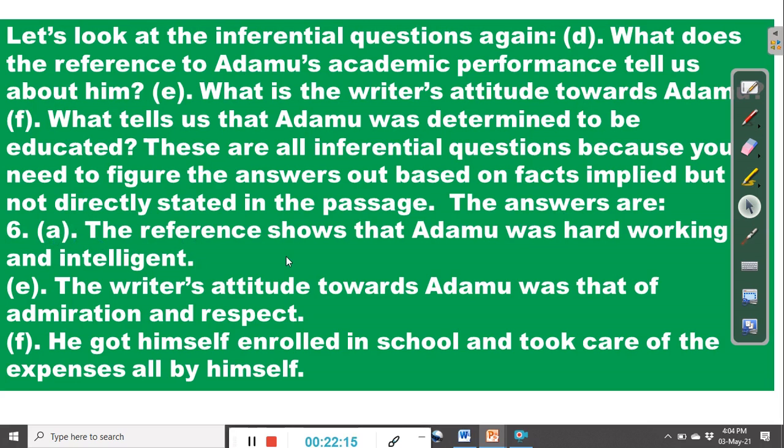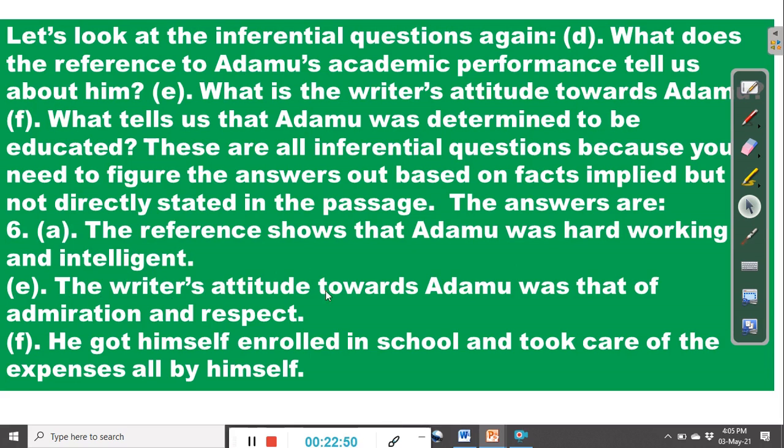A. The reference shows that Adamu was hardworking and intelligent. When you read the passage, the words hardworking and intelligent are not mentioned there, but from the things written about Adamu's lifestyle, his activities, how he took his work seriously, and everything he did on a daily and periodical basis, you'll be able to figure out that Adamu was hardworking and intelligent.